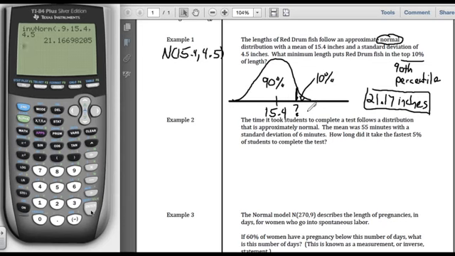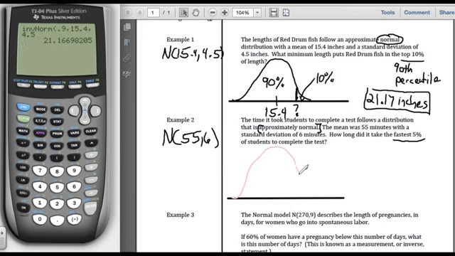Example 2 is similar, so let's look at it. It says the time it took students to complete a test follows a distribution that is approximately normal. The mean was 55 and the standard deviation was 6. How long did it take the fastest 5% to complete that test? The sketch is important. I would encourage you to sketch it out every time. Got my 55 in the middle. Now, the fastest 5% compared to the slowest 95%.